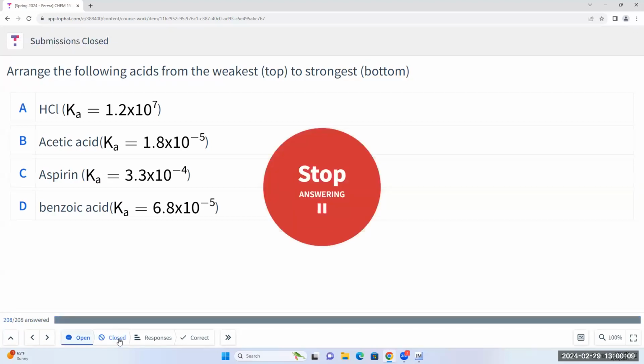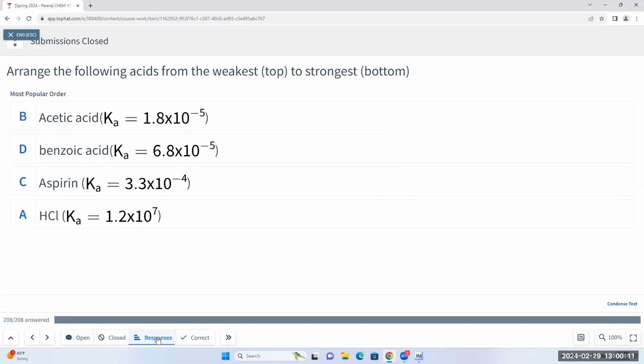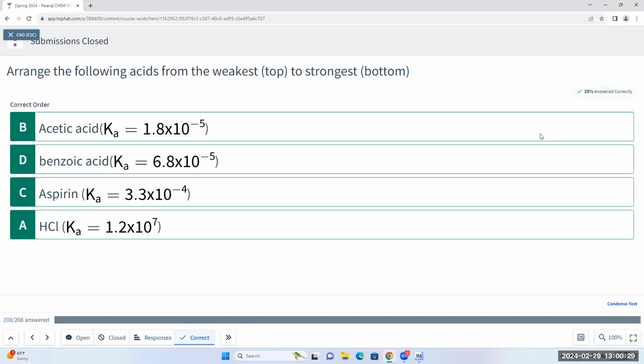Okay, so let's see how we did. This is the most popular response. Most of us said HCl is the strongest acid, with the highest Ka value. On the other hand, acetic acid is the weakest acid out of the acids given here. Why? It has the lowest Ka value. And that's the correct response as well. Only a third of the class got there.